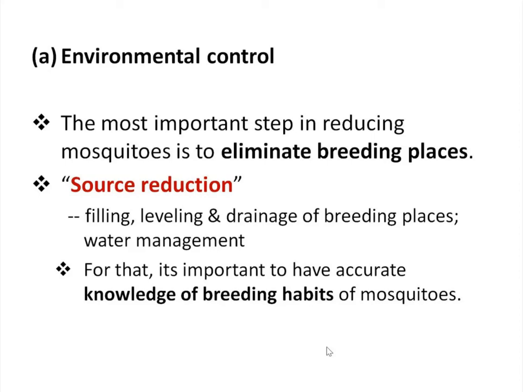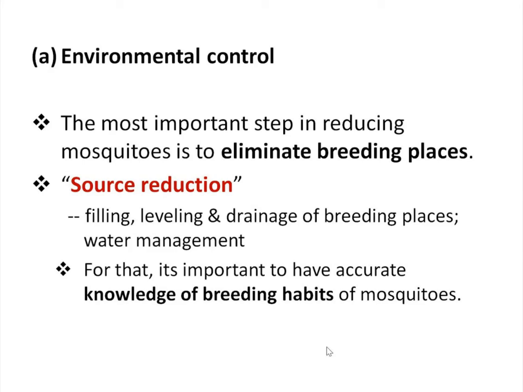So that comes under source reduction. For this measure to be implemented, we should have knowledge regarding the breeding places of different mosquitoes. If you know the breeding places, then only you can put the measures in place. Suppose the Anopheles mosquito breeds in fresh water.